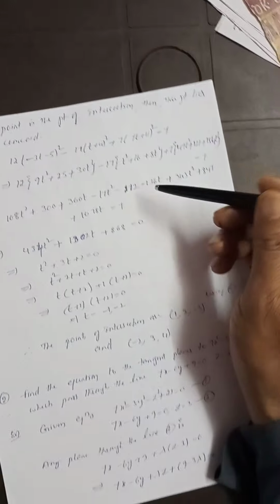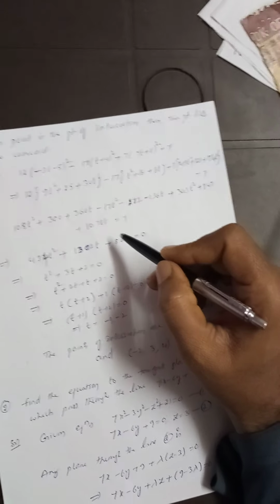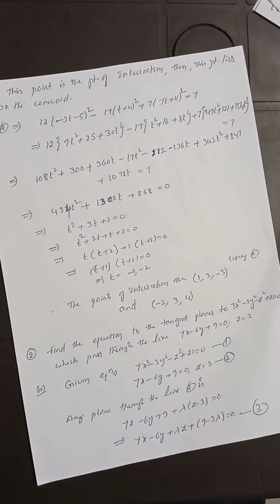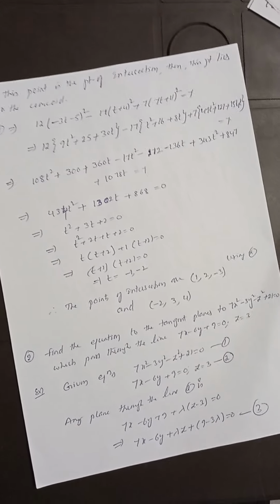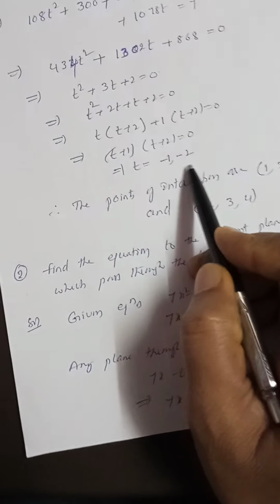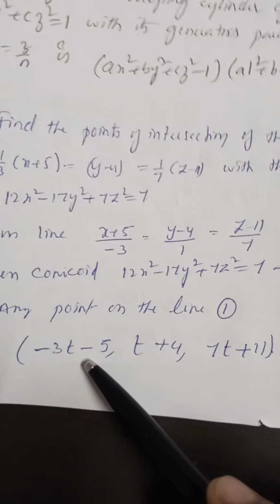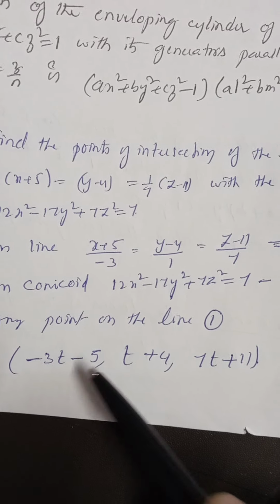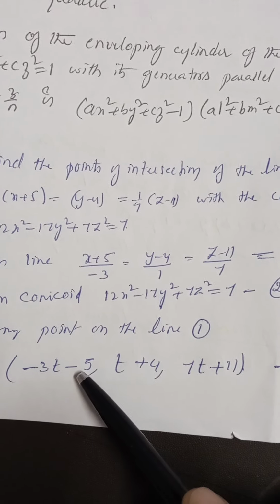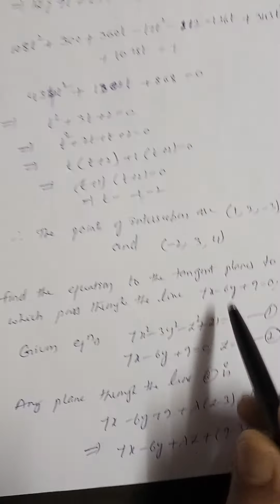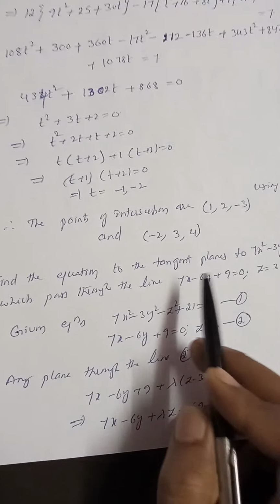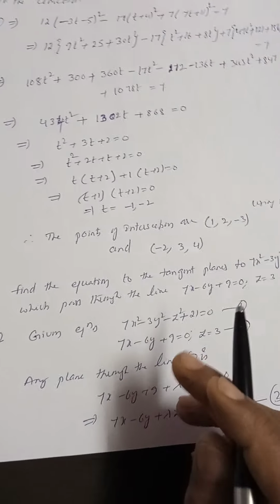Now by substituting that equation we will get a quadratic equation in t. We know that every quadratic equation has at most two roots. Now we are getting two values for t. Those values are minus 1 and minus 2. Now we are substituting those values in this point, right? T is equal to minus 1 gives one point, t is equal to minus 2, we will get another point. Therefore those points are the points of intersection of the line and the given surface, right?